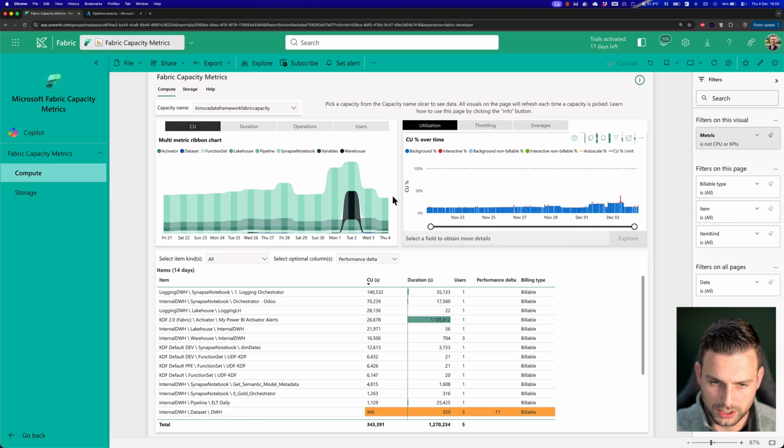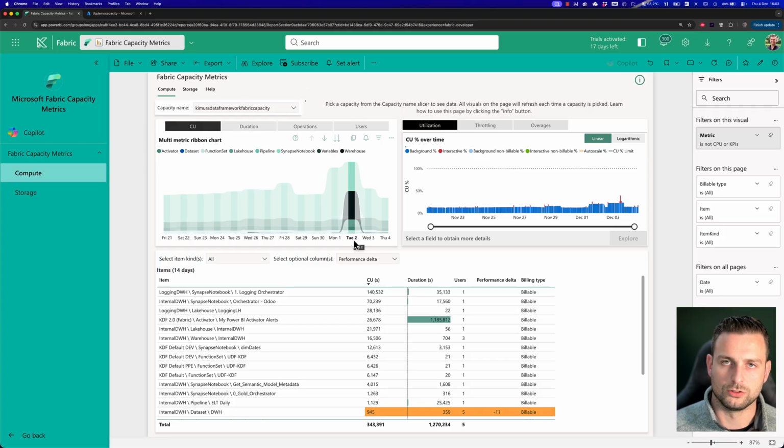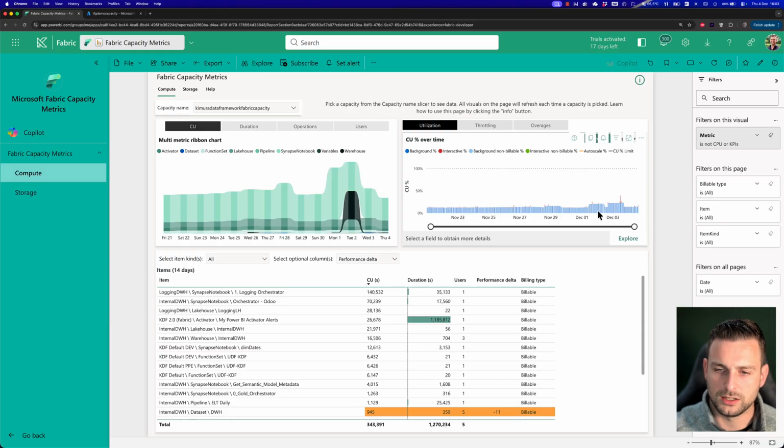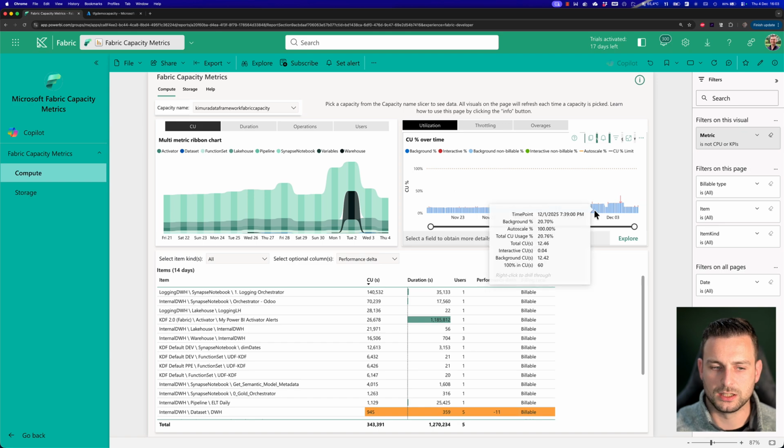Now, what we can do here, something I do a lot, is I will use the Power BI cross-filtering behavior. So I will click on a date, for example, on Tuesday the 2nd, where this massive warehouse usage peak was. Now I can see over time what my spend looks like. When I start clicking here, the time slices that we're selecting are super small.